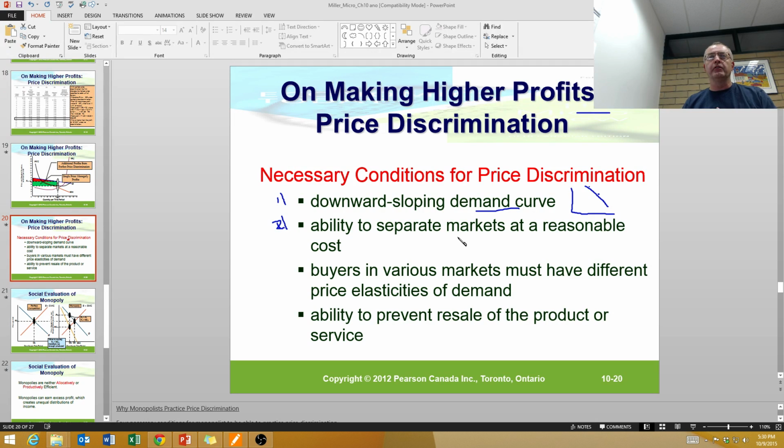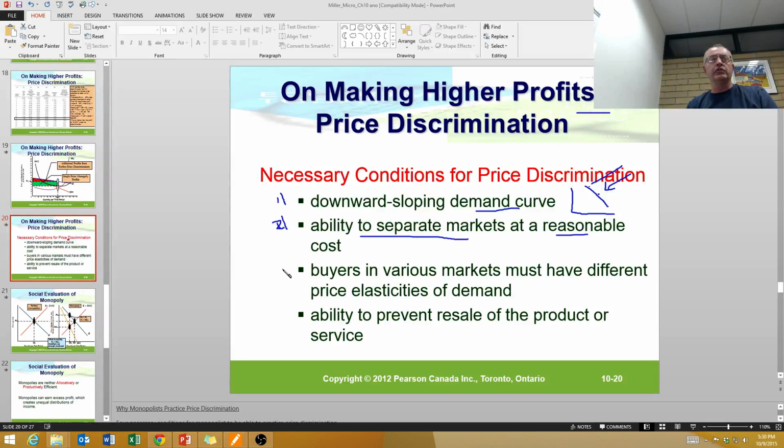So in order for the vendor to sell the same product to different customers at the same price, the cost of finding those additional customers cannot be excessive. Otherwise, if the cost exceeds the total additional revenue received, then it's not going to be worthwhile. So the vendor has to be able to segment the markets at a reasonable cost. That's the traditional marketing terminology, segmenting markets.